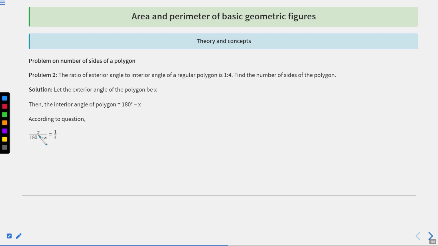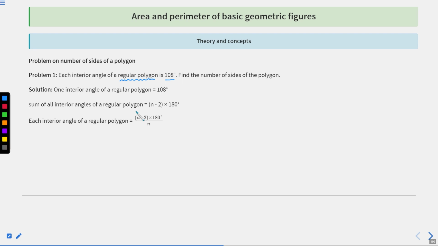Problem number 2. The ratio of exterior angle to interior angle of a regular polygon is 1 is to 4. So the ratio of exterior angle and interior angle is given to us, that is 1 is to 4. Then we have to find the number of sides of the polygon. Let the exterior angle of polygon be x. Then the interior angle of polygon is going to be 180 minus x.